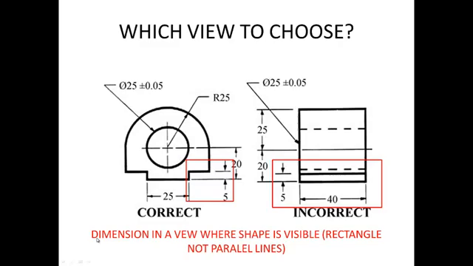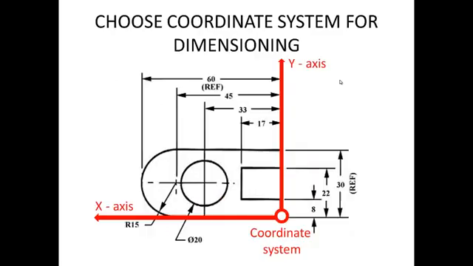So another suggestion is dimension in a view where the shape is visible. In this case, rectangle, circle, radius. It's very obvious what kind of shapes we have here. Here it's just a bunch of parallel lines, so it's hard to figure out what is going where.